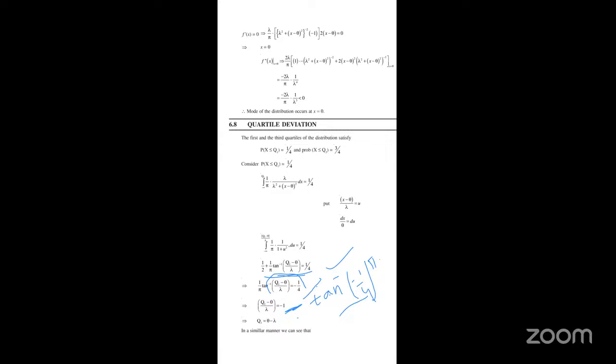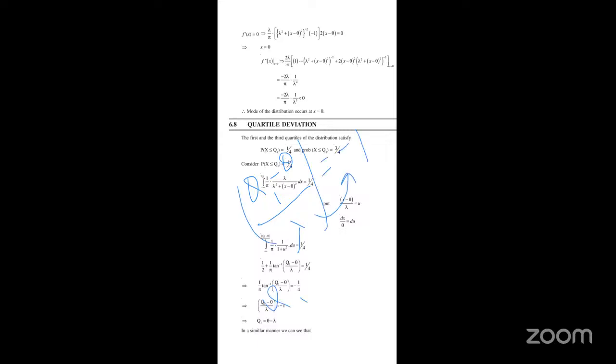If this goes to this side, means quartile 1 minus theta by lambda equals 1 minus 1, right? So I'm sending this. So quartile 1 is equal to 1 minus lambda. Then I'm sending this also. So quartile 1 is equal to theta minus lambda. Theta minus lambda. So this is quartile 1. In a similar manner we'll do it for quartile 3 also. I'll show you that.